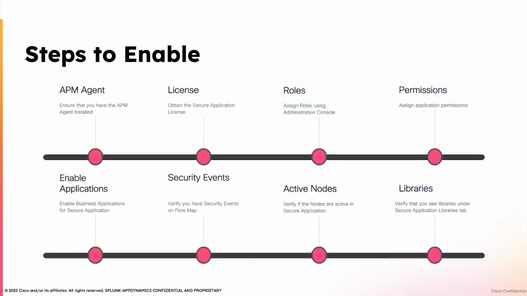Now, a quick recap on the steps to enable it again. This is mainly aimed at folks who may not have joined last week's session. You don't need a separate agent. You just make use of the AppDynamics APM agent. Yes, you need a license. You may have to create roles and then assign some permissions for the security functionality, view or configure as the case may be. And then you make a decision on what applications you want to enable the Secure App functionality for.